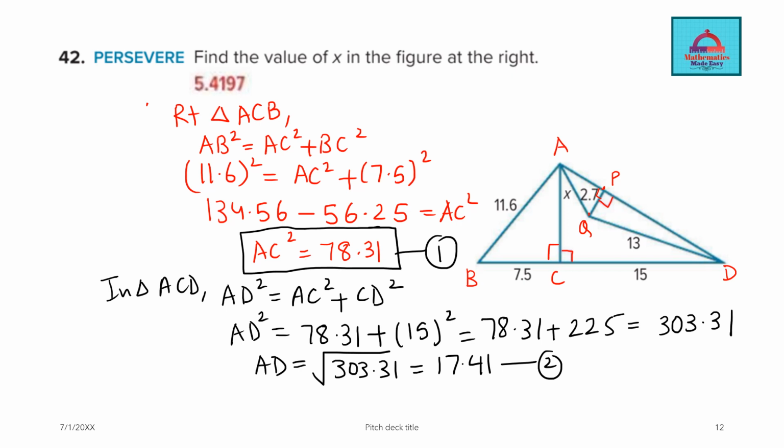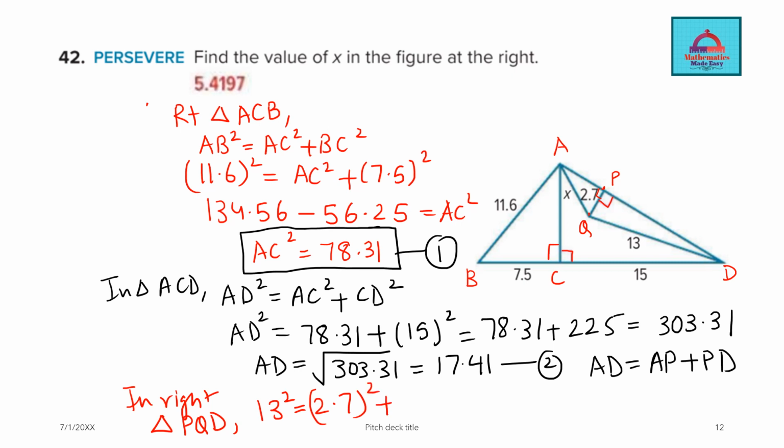Now let's go to AD, this one. Now AD is made up of AP plus PD. That's very much clear. So I'm going to write that equation: AP plus PD. Now we have to go to the right triangle that you see here for finding the value of PD. So this right triangle, I'm going to now write in right triangle PQD. If I apply Pythagorean theorem again, then 13 square is going to be 2.7 square plus PD square.